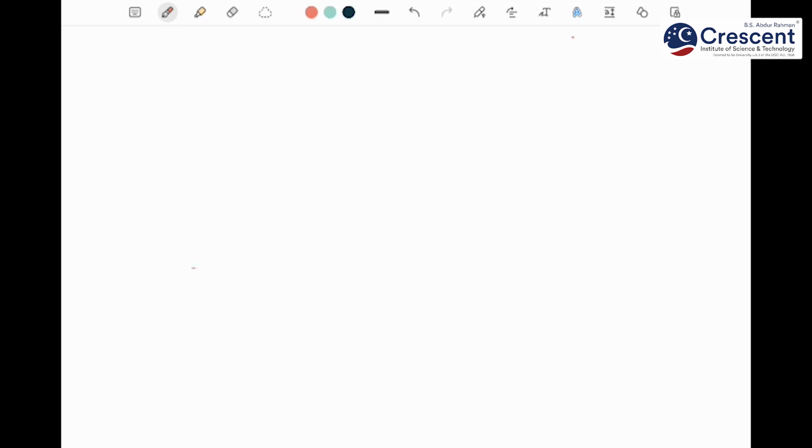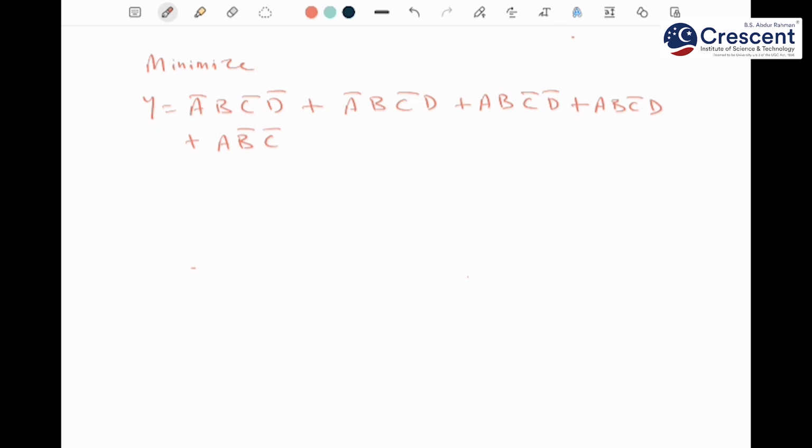Let's do one more problem. Minimize y is equal to A bar B bar... A bar B C bar D bar plus A bar B C bar D plus AB C bar D bar plus AB C bar D plus AB bar C bar D plus A bar B bar C D bar.